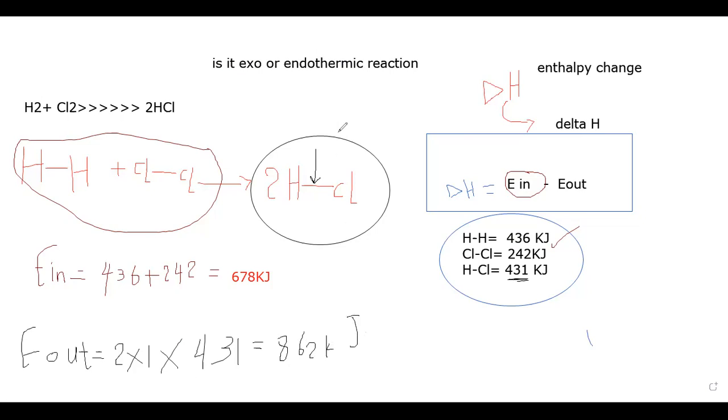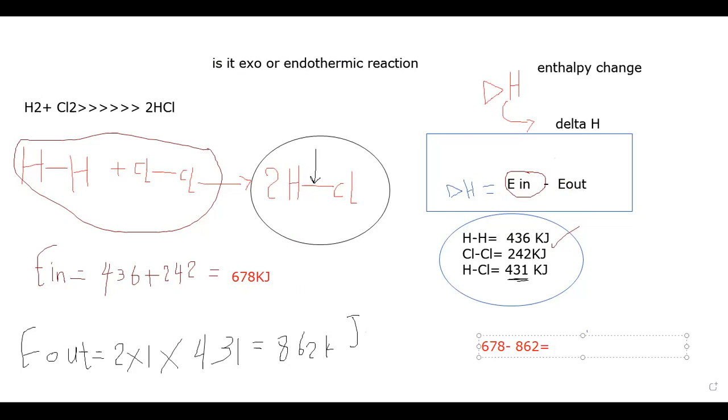Now the question is almost finished. Delta H equals energy in minus energy out. Energy in is 678. Okay? 678 minus energy out, 862. What is the result? Who can tell me?